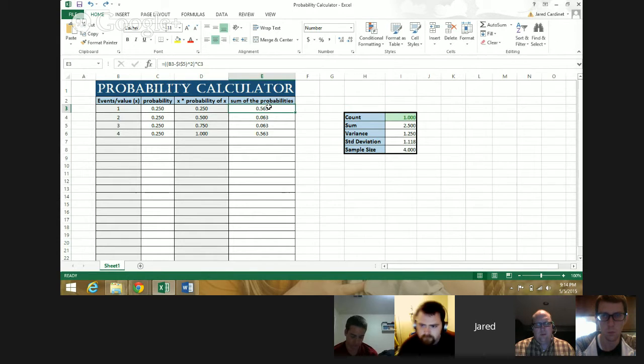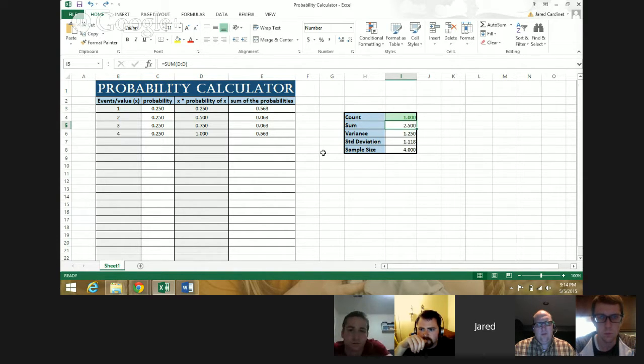All right, so that's what I did. In one part of the equation, you take the event itself and subtract the sum from the event, so 1 minus 2.5, square that, and then multiply all that by the probability. I did that for each of these, and then I believe when you add those up, you get the variance, and you square root that, and you get the standard deviation. So the standard deviation is 1.118.